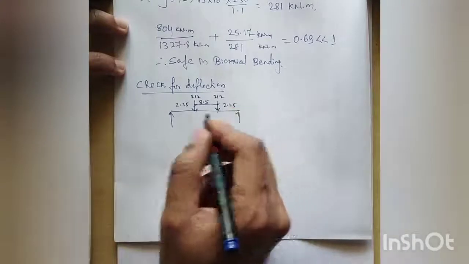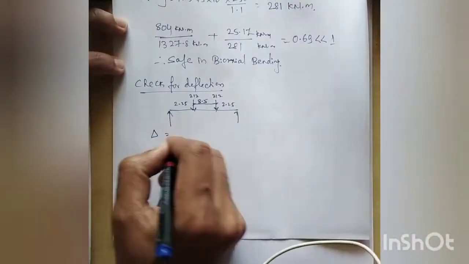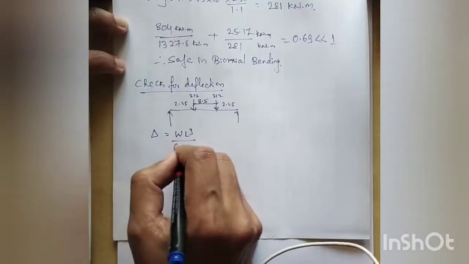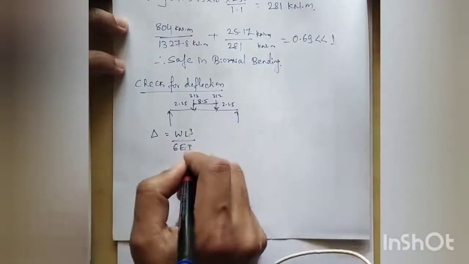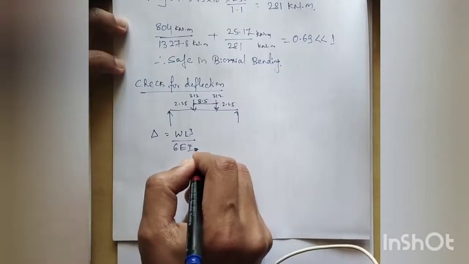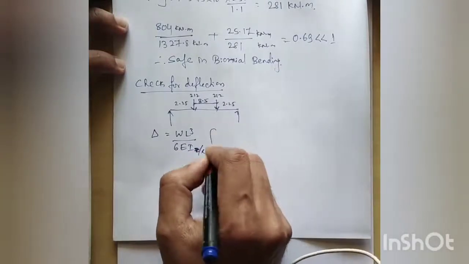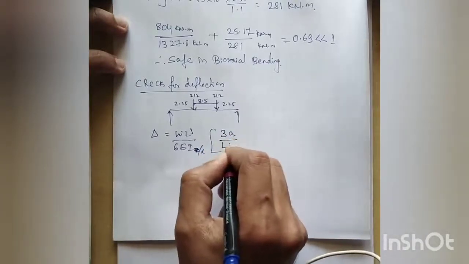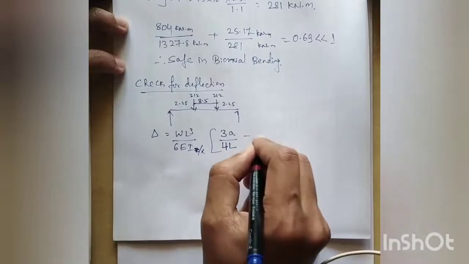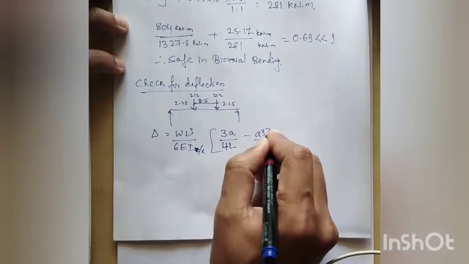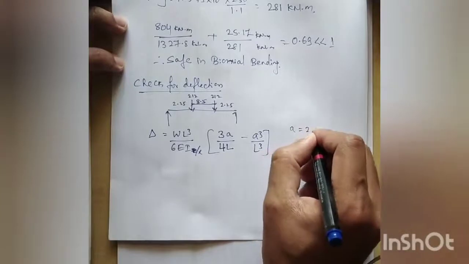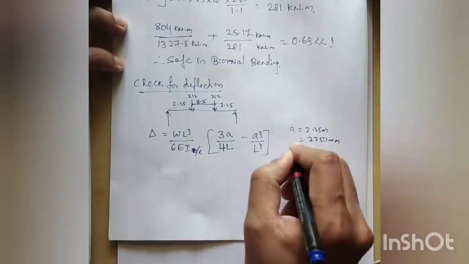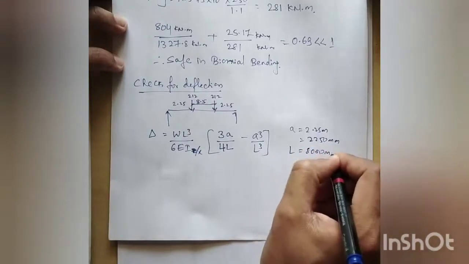The service load is 212 kilonewton. Now we have a standard formula for deflection, that is delta is equal to W into L cube divided by 6EI, where you have to take the horizontal Izz or Ix, whole multiplied by 3a divided by 4L minus a cube divided by L cube. Now a happens to be 2.25 meter or 2250 mm, and L happens to be 8000 mm.